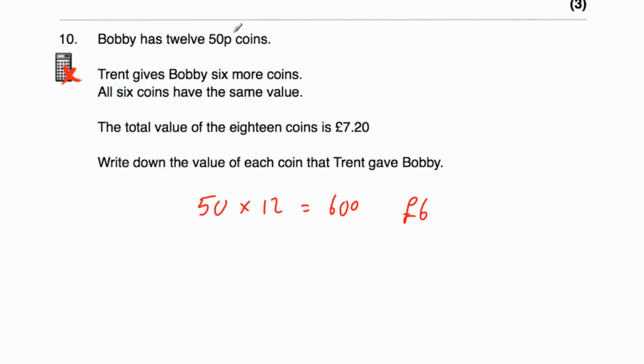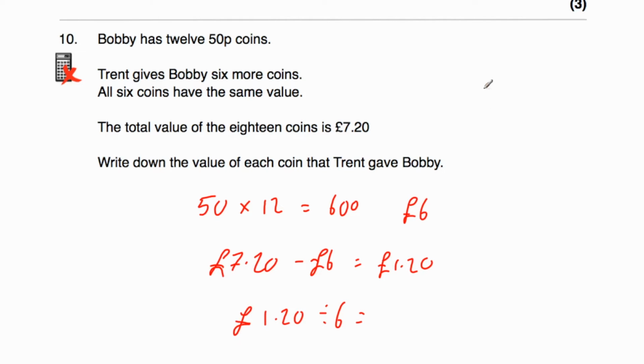So if we take the £6 that he had already away from £7.20, so £7.20 take away £6, that's equal to £1.20. So that means that Trent gave Bobby £1.20. Now he gave him 6 coins, so if we divide this by 6, we can find the value of each one of the coins that Trent gave Bobby because he gave him all 6 coins that have got the same value. So if we do £1.20 divided by 6, we'll find the value of each coin. So let's do that.